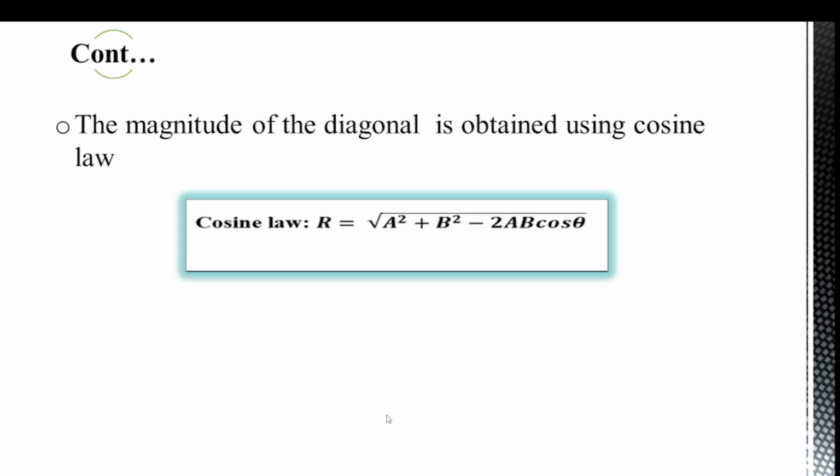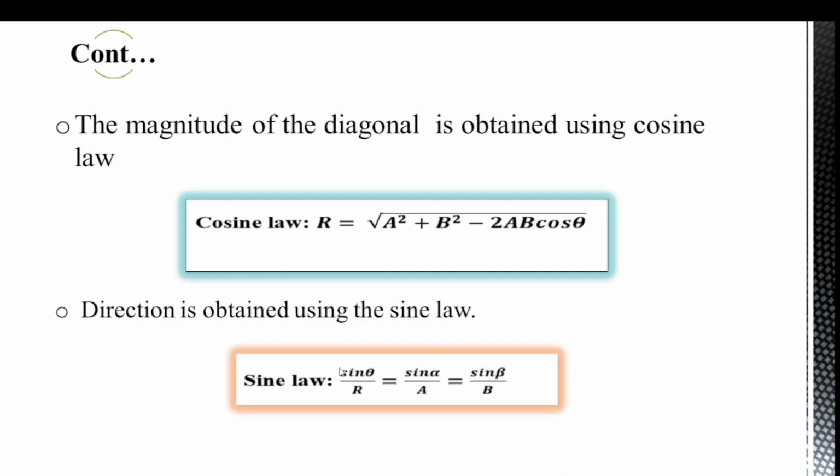Now the next important thing is finding the direction. To find the direction we have to refer to the sine law. Look my dears, direction is obtained using sine law. Sine law: sine theta over r, sine alpha over a, sine beta over b.